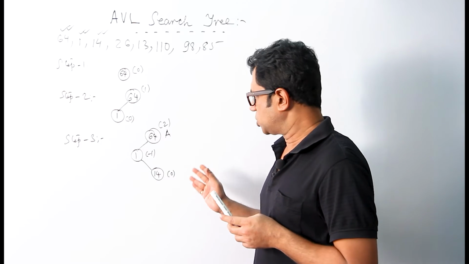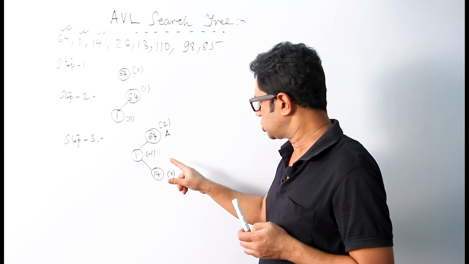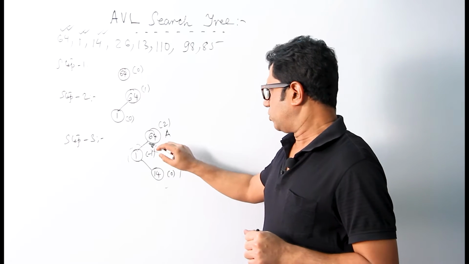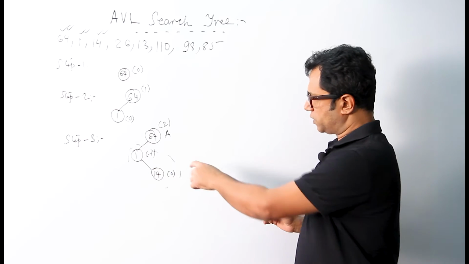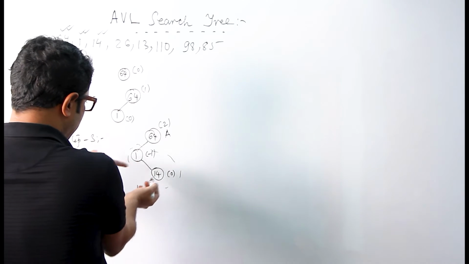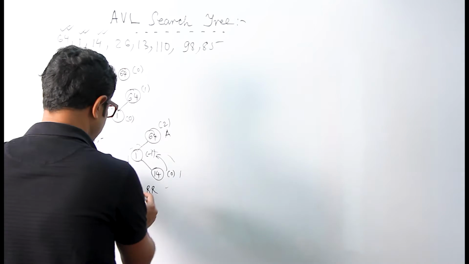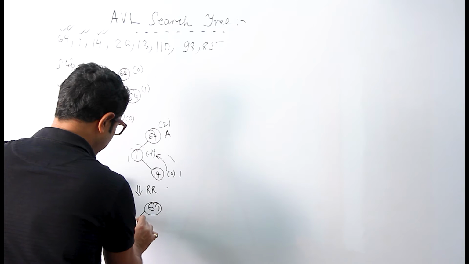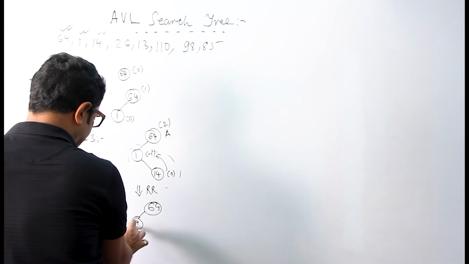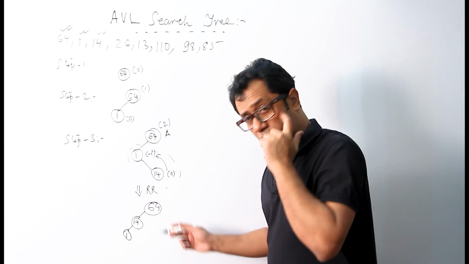LR rotation is a double rotation, and it consists of an RR rotation followed by an LL rotation. The RR rotation should be applied to the portion starting from this 1, and the LL rotation should be performed on the entire tree. So we first perform the RR rotation on this part. RR means we pull this 14 in an anti-clockwise manner so that 14 comes over here. 64 remains over here, 14 comes over here, and this 1 goes to the left of 14. This is the RR part which we have done.